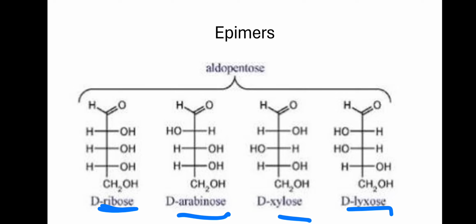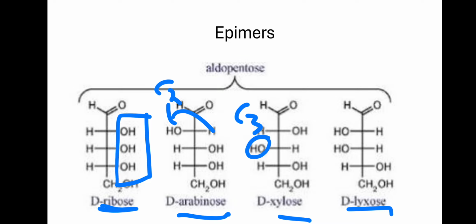So with ribose, all the OHs are on the right side, okay? But with arabinose, the first OH is on the left side. So this is at C2, okay? With xylose at C3, we're going to have our OH being on the left side. With lyxose, you have both C2 and C3 being on the left side. Epimers.